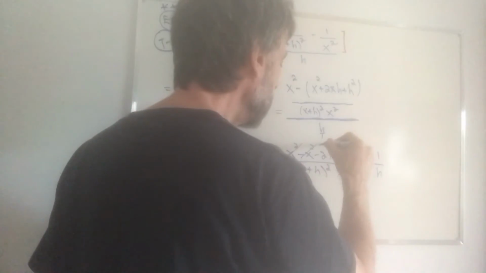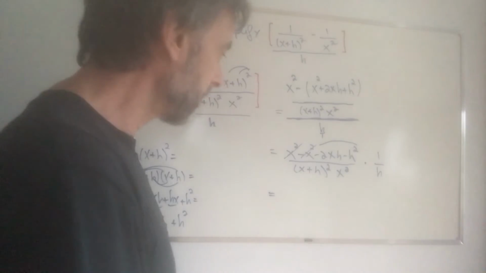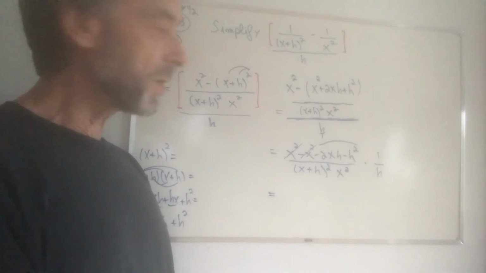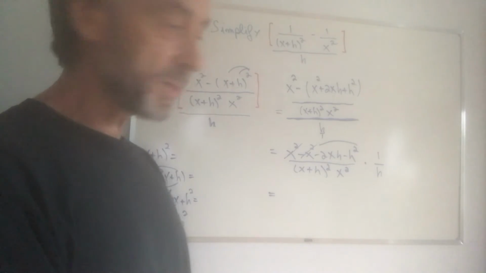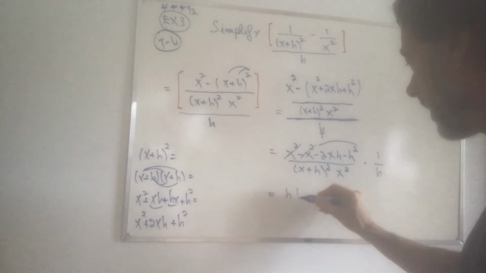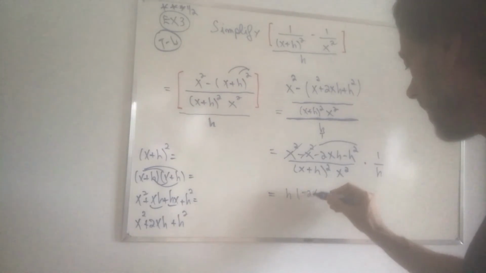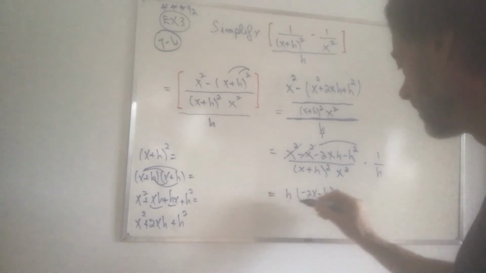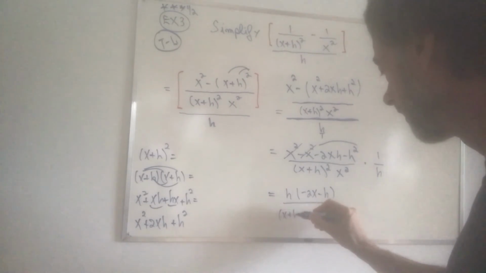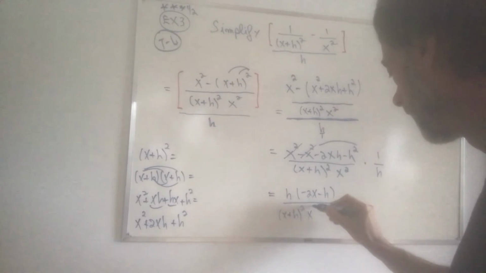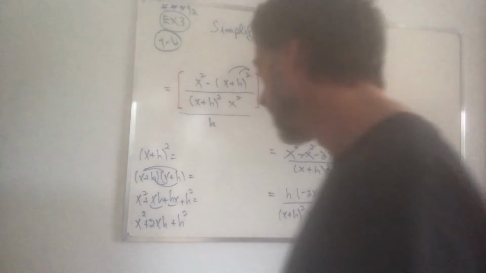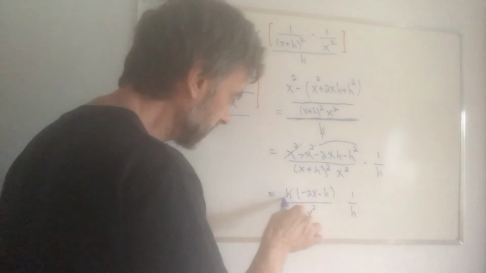Anything at all that I can do about minus 2xh minus h squared? Anything at all? Like take out an h? Sounds good. Take out an h and get minus 2x minus h over, nothing changes in the bottom, times... And here's my last cancellation of the day. This is gone with this.